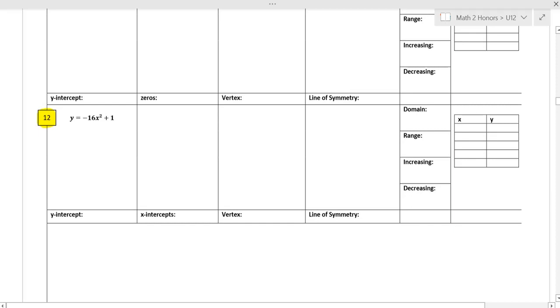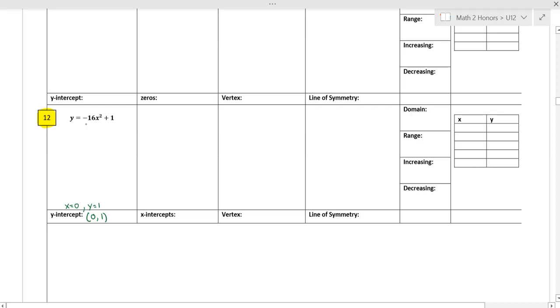For number 12, we're given standard form. If I plug a 0 in for x, negative 16 times 0 squared is 0, and I'm just left with 1. So my y-intercept is (0, 1).